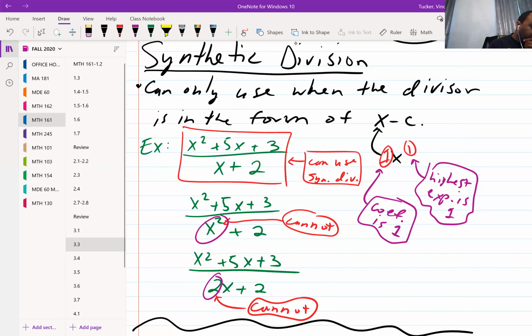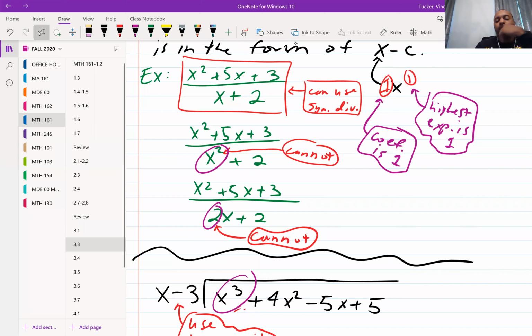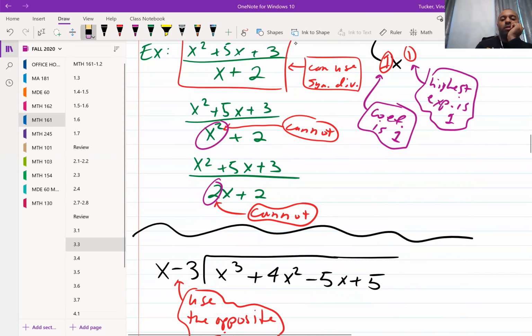All right. Questions on when you can and cannot use synthetic division? Let's scroll up.